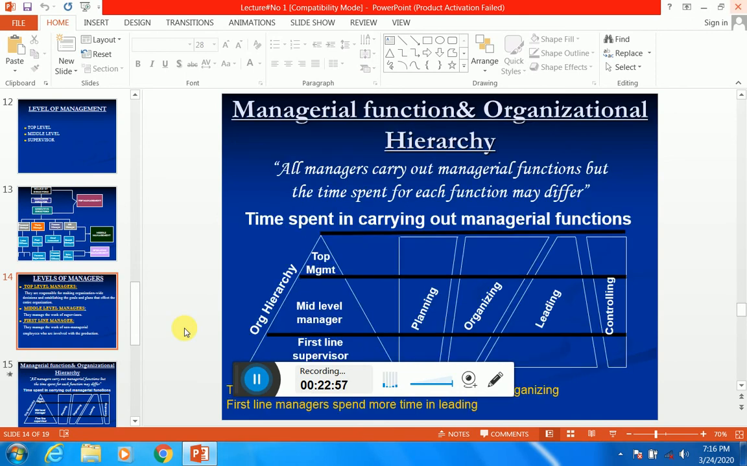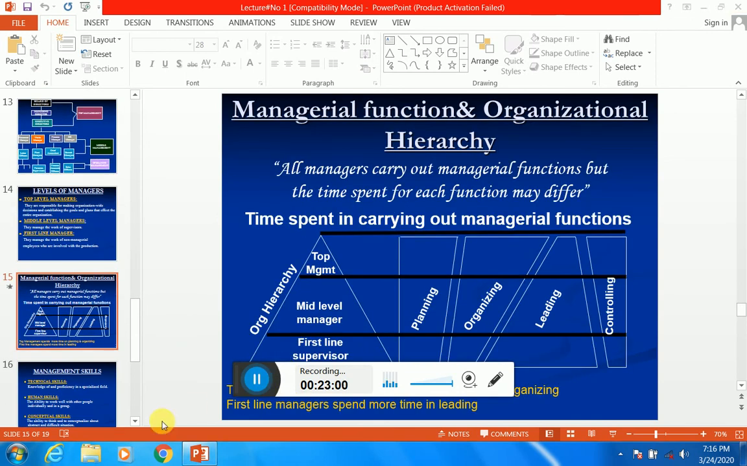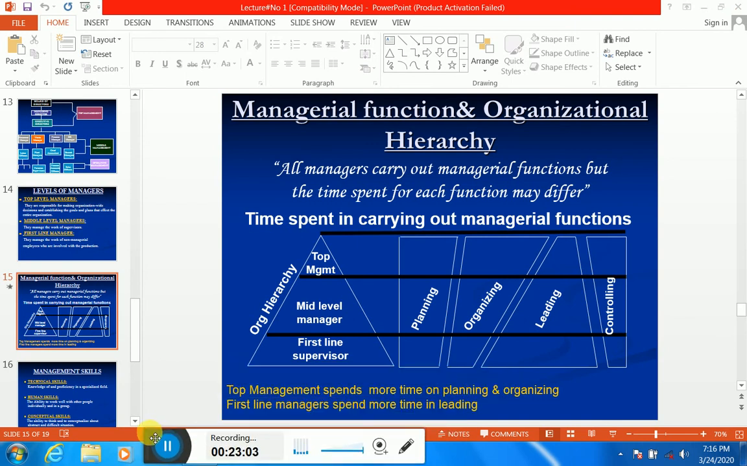Now we'll move to the next slide, and this slide is actually explaining what level of managers spend their time on which activity. From this diagram we can simply say that top management spends more time on planning and organizing. I have mentioned it at the end as well, just to make your idea more clear. While the first line supervisory management mostly spends time in leading, middle level management concentrates on planning, organizing, leading, and controlling as well.